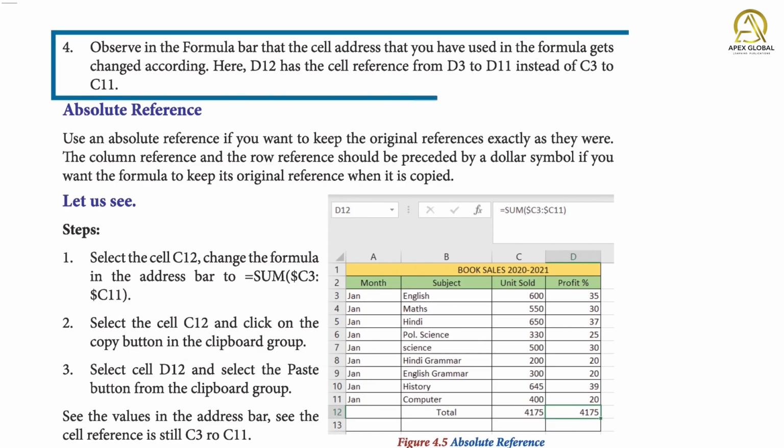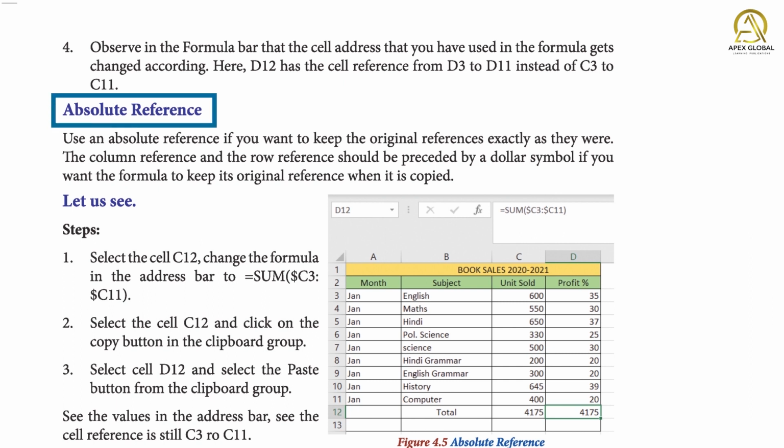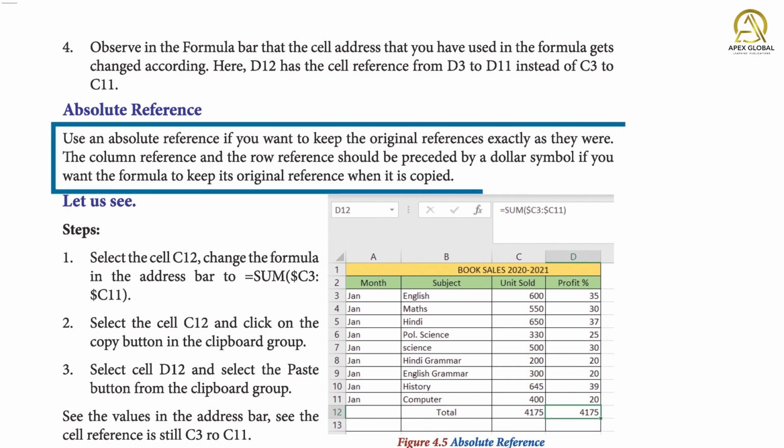4. Observe in the formula bar that the cell address used in the formula gets changed accordingly. Here D12 has the cell reference from D3 to D11 instead of C3 to C11. Absolute reference. Use an absolute reference if you want to keep the original reference exactly as it was.